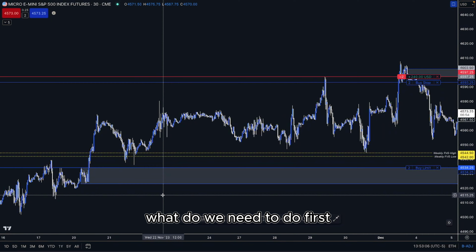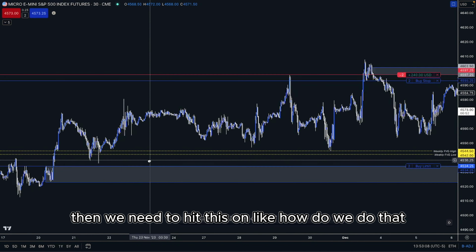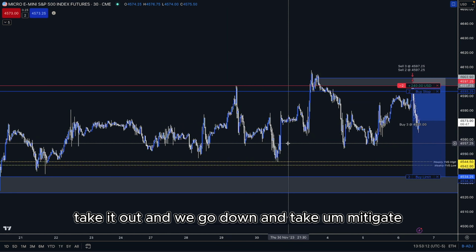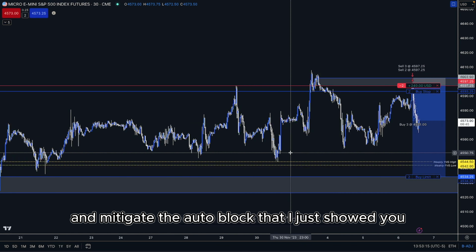What do we need to do first then? We need to hit this order block. How do we do that? We make some liquidity, take it out, and we go down and mitigate the order block that I just showed you.